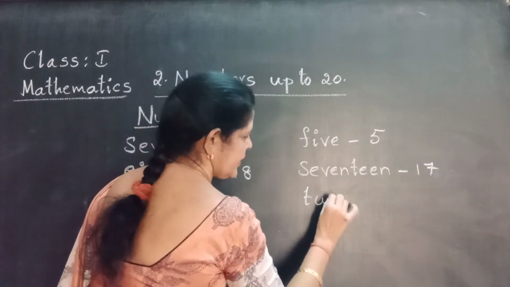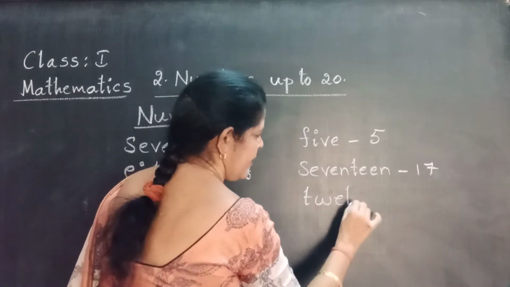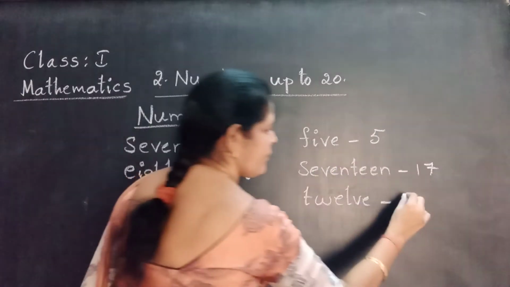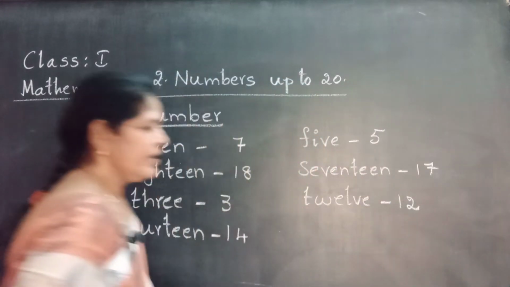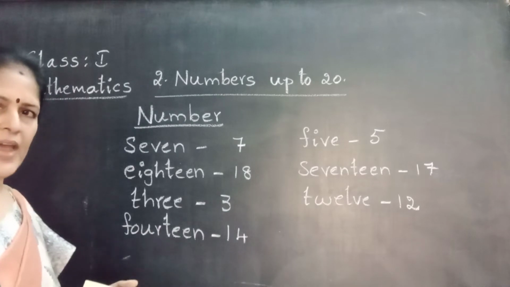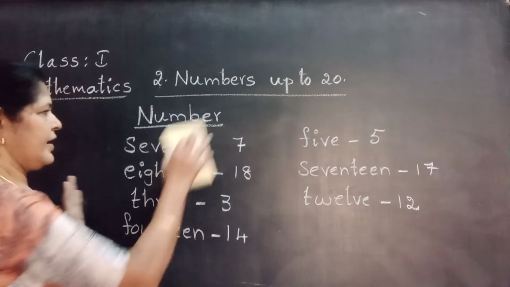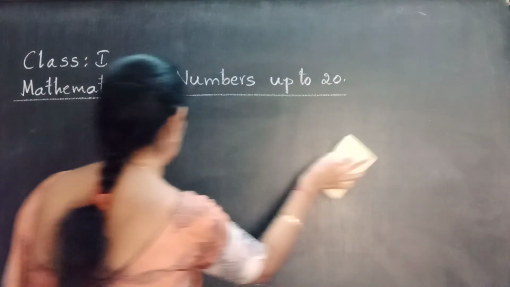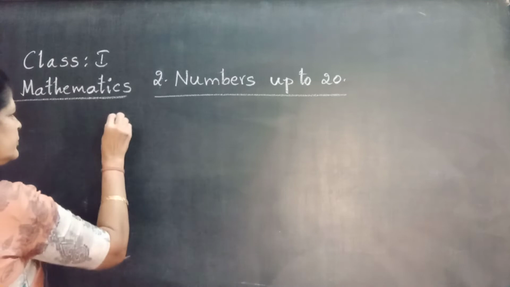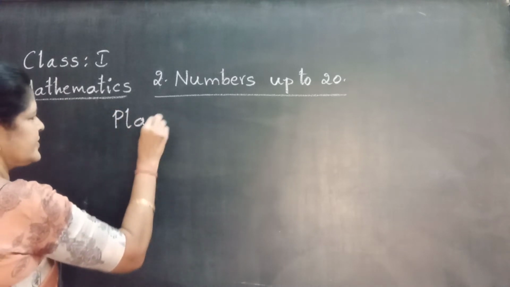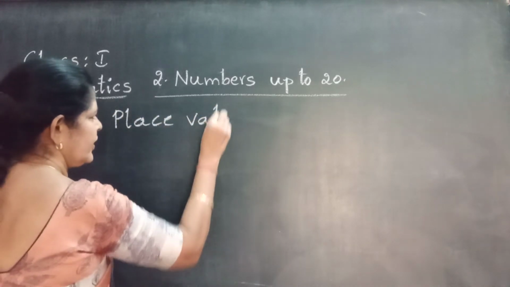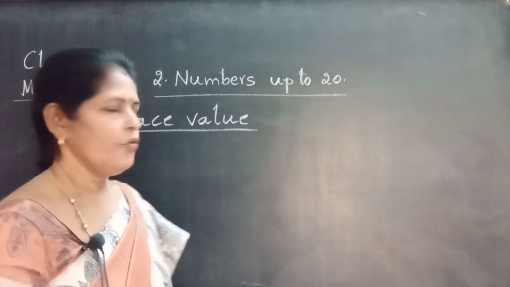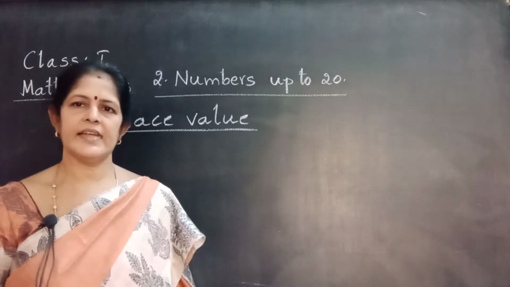Next word, T-W-E-L-V-E. What is this word? 12. Write the number 12. These are numbers or numerals for the given number names. Next, place value. P-L-A-C-E. Place. V-A-L-U-E. Value. Place value. 1 to 9 numbers are one-digit numbers.